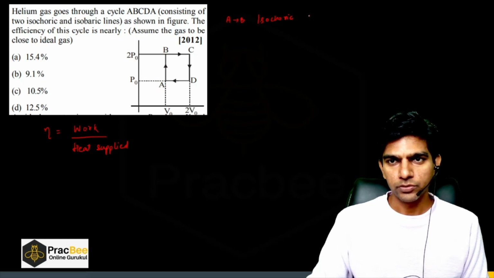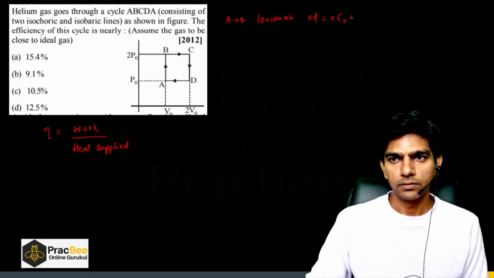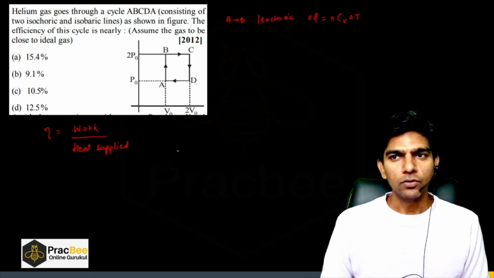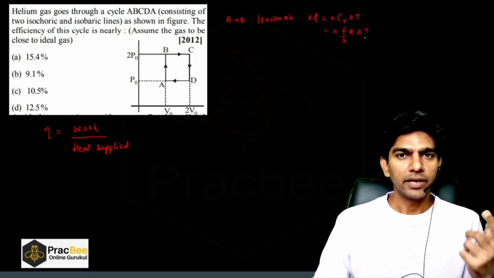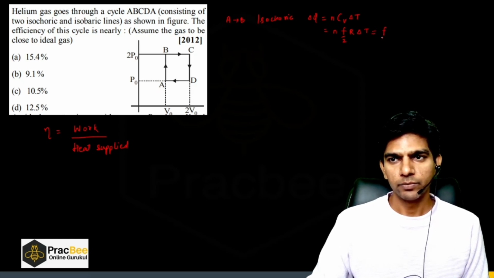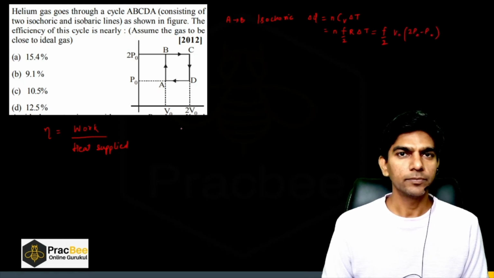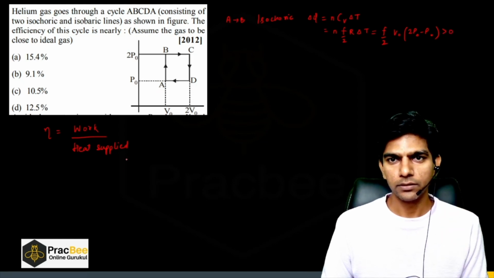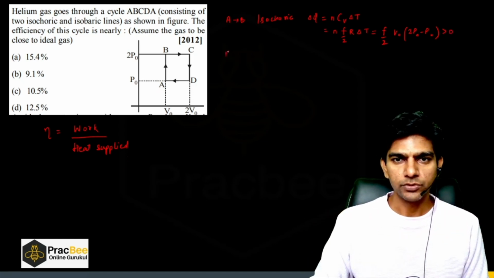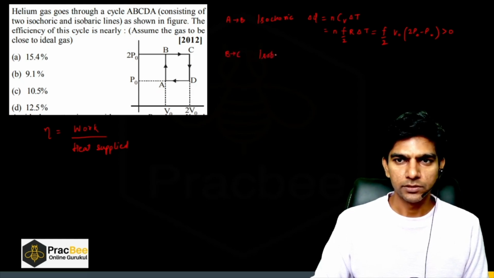We know that it's an isochoric process, so delta Q will be n Cv delta T. Now Cv can be written as f by 2 R, so n R delta T, by the ideal gas equation, can be written as f by 2 times V naught times (2 P naught minus P naught). You can see it comes out to be positive, so it is greater than 0. So in the process A to B, heat is being supplied to the system. Now let us see the process B to C, which is an isobaric process.